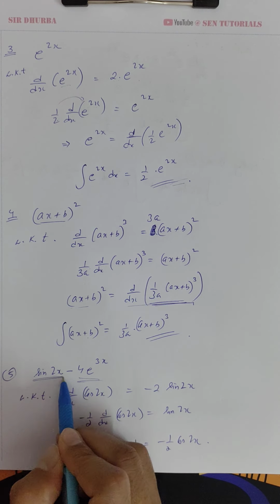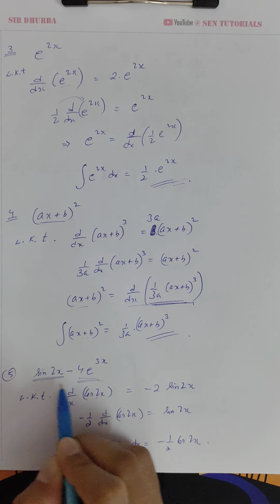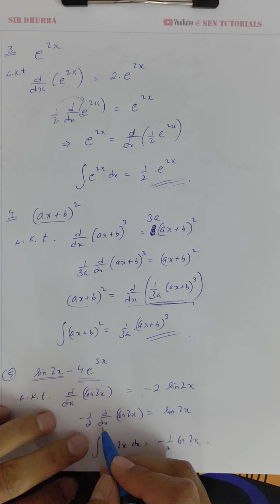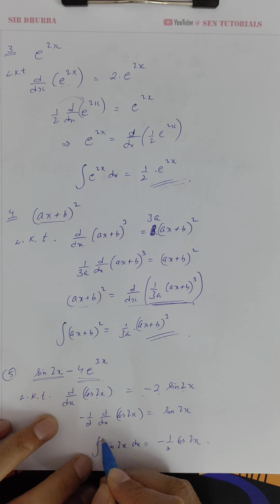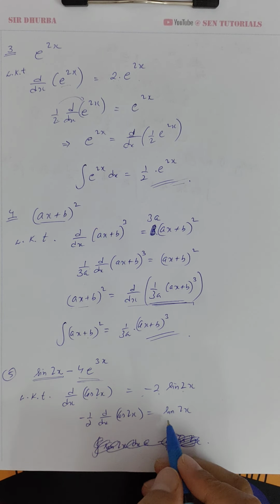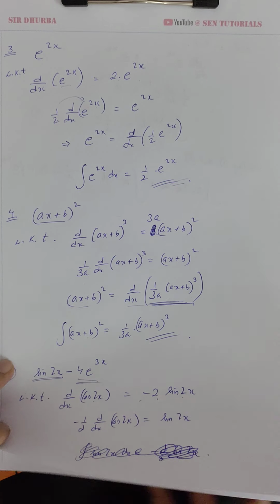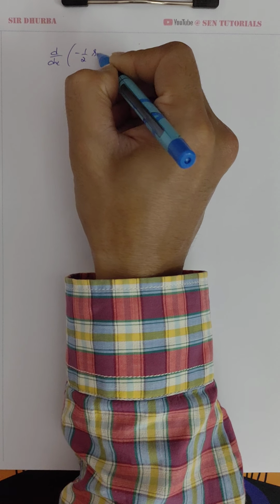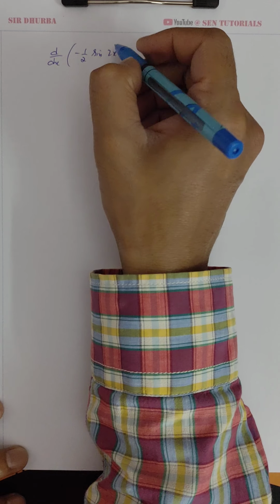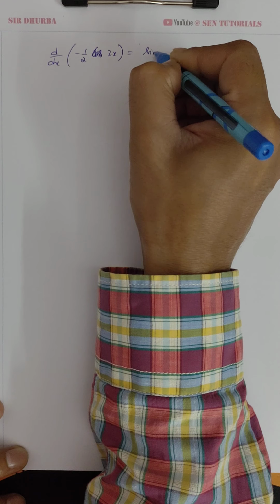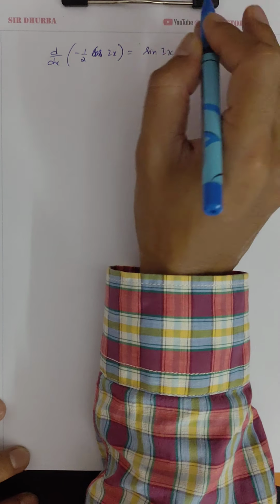So one by one we will do. This one we have already done, that is, the derivative of cos 2x is minus 2 times sine of 2x. So minus 1 by 2, we just do it once again. The derivative of cos of 2x is equal to sine 2x. Now just rearranging, the derivative of minus 1 by 2 cos of 2x is equal to sine 2x. Let us keep this equation as it is.